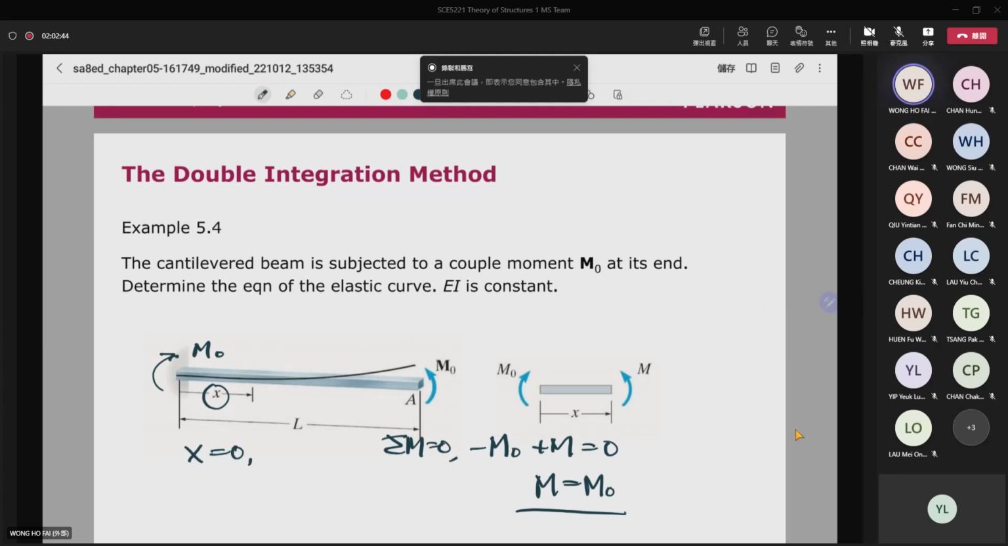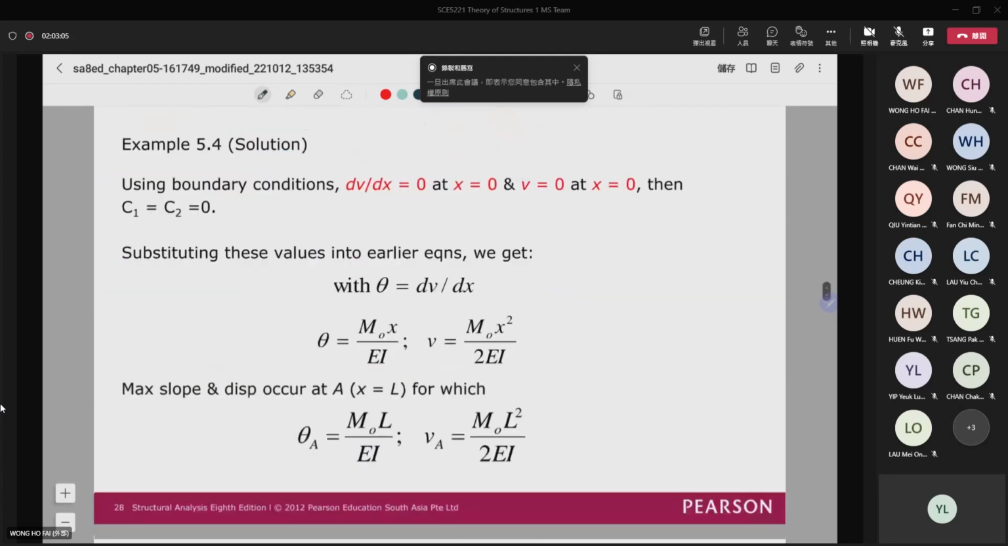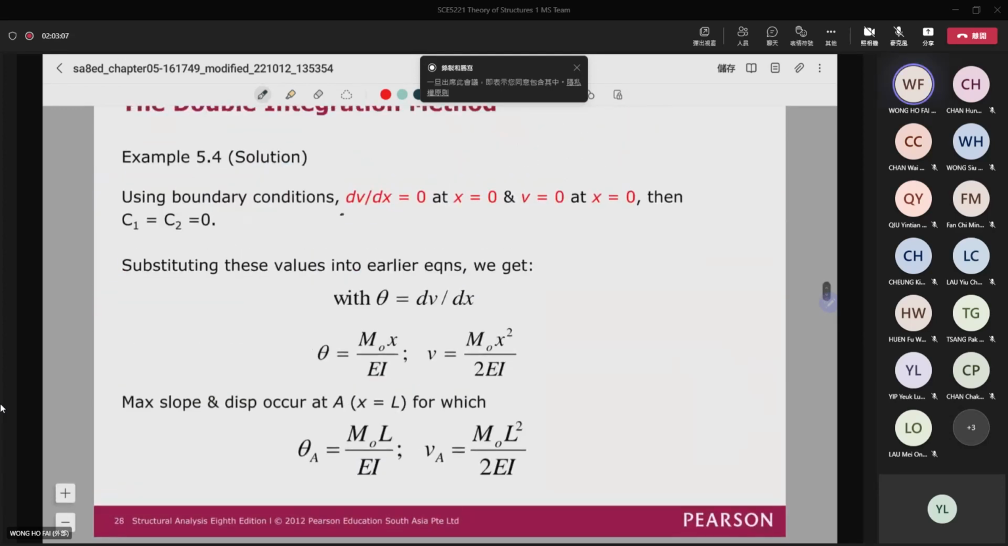When x is equal to 0, then the deflection is equal to 0. And then when x is equal to 0, then the rotation is also equal to 0, because this is a fixed end, right? So right here, this is actually the slope of rotation. When x is equal to 0, the slope is equal to 0. And then when x is equal to 0, the deflection is also equal to 0.